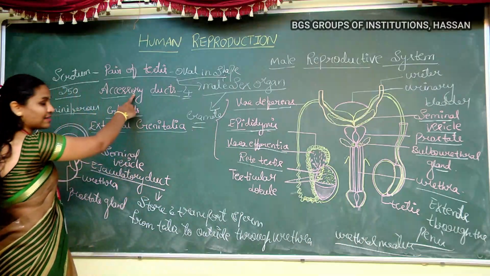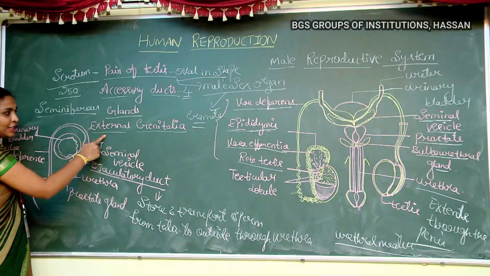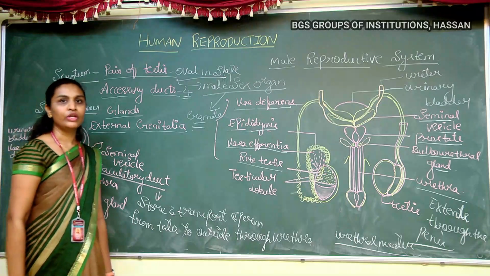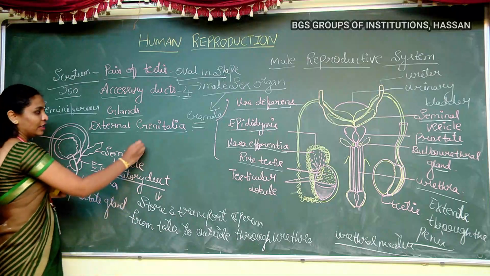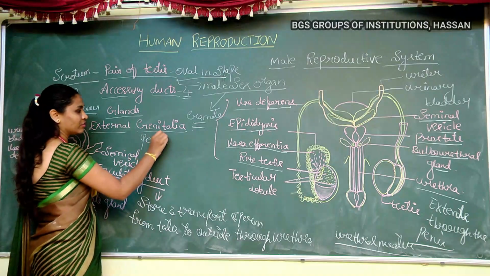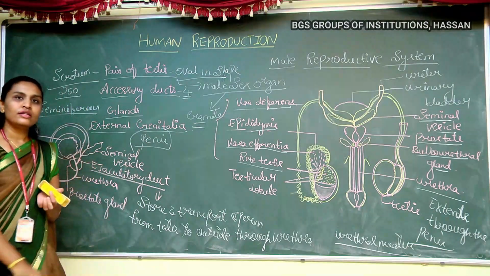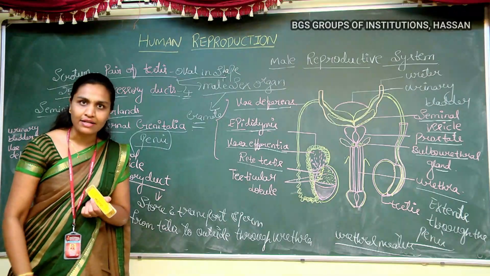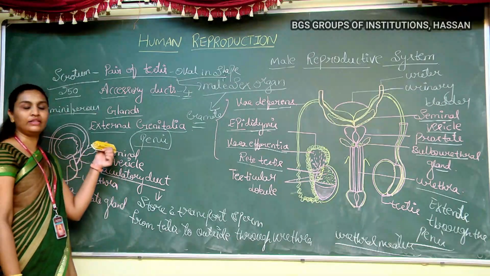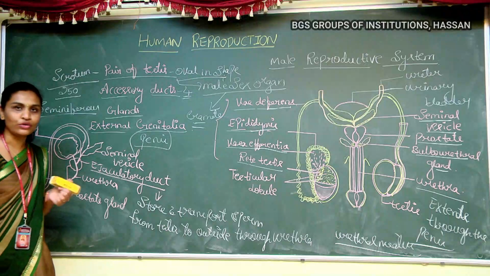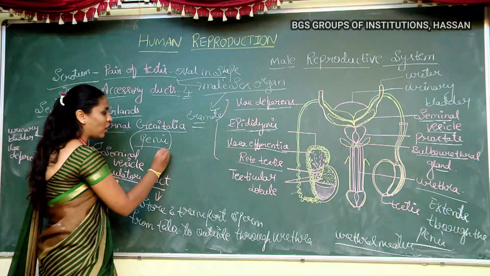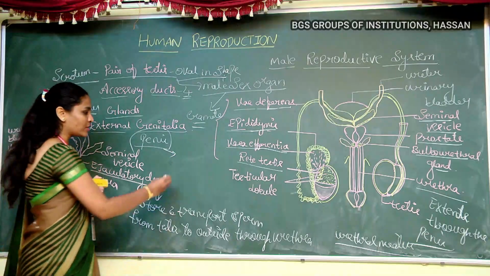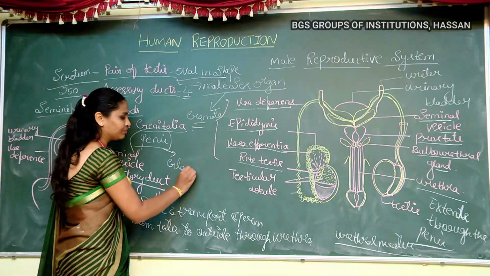See, accessory ducts and accessory glands. The next one was external genitalia. External genitalia is nothing but the copulatory organ, that is the penis. It is covered with a special type of tissue that helps in the erection of the penis, and the enlarged portion of the penis is known as glans penis.